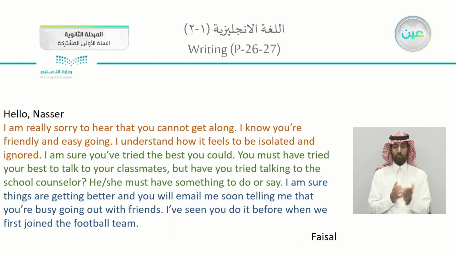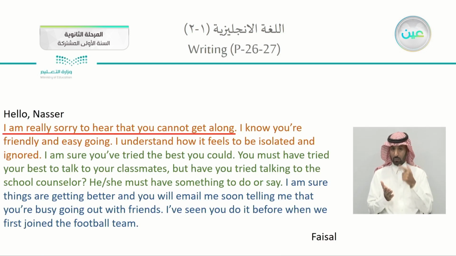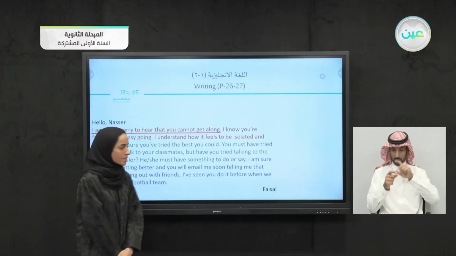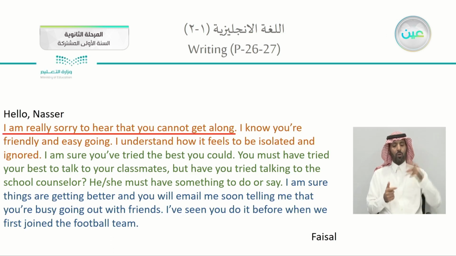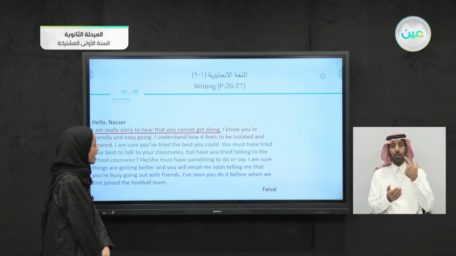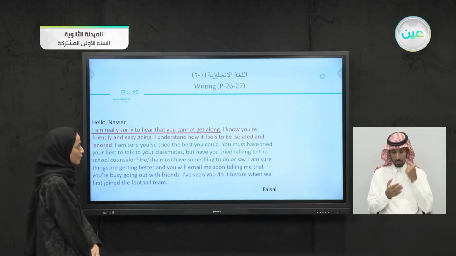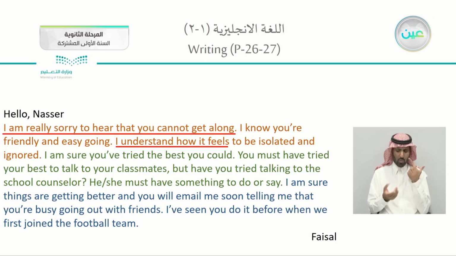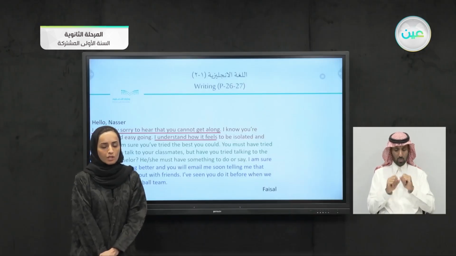Okay, now we're having this one, which is the letter from Faisal to his friend Nasser. We will read it together and we will highlight the things that we have previously said. Hello, Nasser. I am really sorry to hear that you can't get along. Now here it is the echo. He is repeating Nasser's words. I know you are friendly and easygoing. I understand how it feels, acknowledging feeling. I know how it feels, and it doesn't feel good to be isolated and ignored. Now he is acknowledging feeling, and you have all the right to feel this bad.